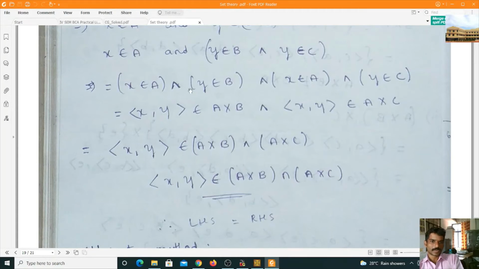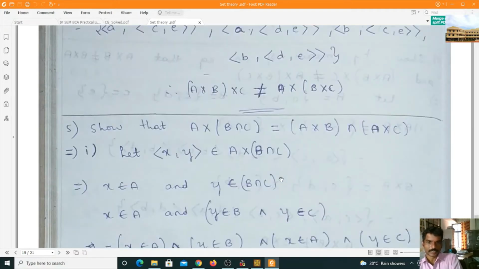So x belongs to A and y belongs to B, so we can write ordered pair x comma y belongs to A cross B, and ordered pair x comma y belongs to A cross C. So the ordered pair x comma y is in A cross B and also in A cross C. That means it is a common element, so x comma y belongs to A cross B and A cross C. Sorry, not 'and', this is intersection. Okay, that's what we proved.